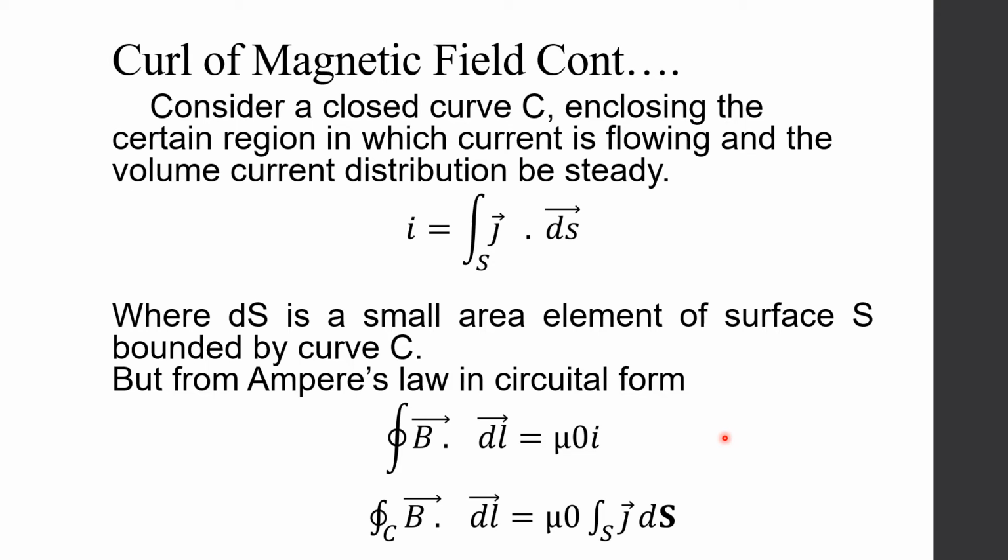And from Ampere's circuital law, which we have studied in an earlier video, the closed line integral of B, that is the magnetic field, dot dl is equal to mu 0 I. So the closed integral of B dot dl is equal to mu 0, and we are substituting this I as the surface integral of J dot ds. So the equation comes out to be this.